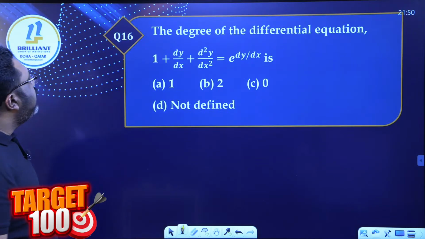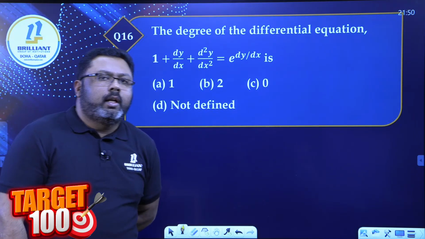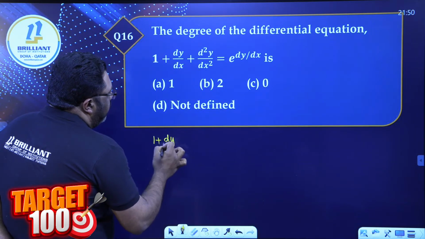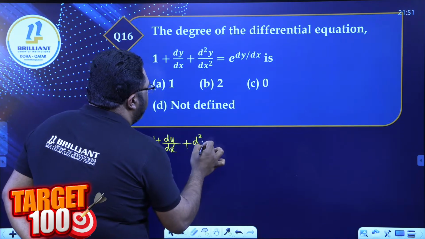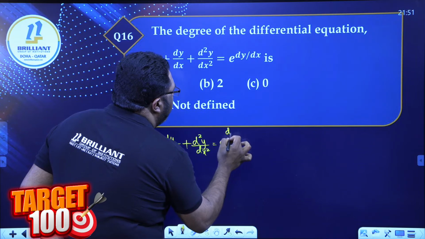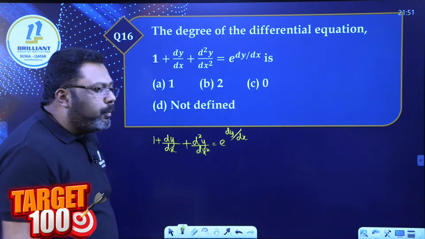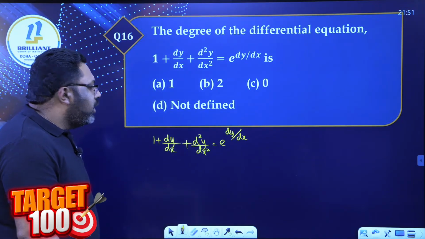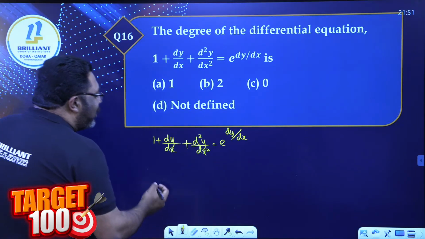Going on to the next question, question number 16. Now can you please tell me what's the degree of this? 1 plus dy by dx plus d squared y by dx squared equal to e raised to dy by dx. Can you please try to tell me what's the degree of this now? Come on guys, give it a try. Yes, some of them started saying degree is 1.